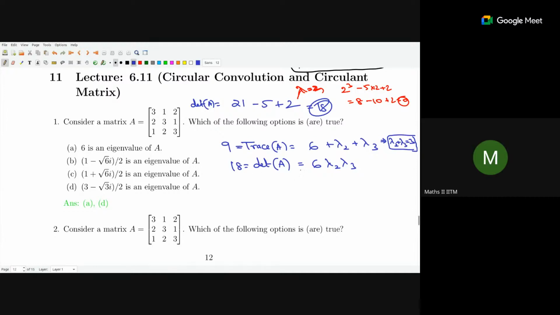If det A is 18, that should be equated to 6 times lambda 2 times lambda 3. From here, lambda 2 times lambda 3 will be 3. Lambda 2 plus lambda 3 is 3. So write lambda 2 as 3 minus lambda 3 and substitute here. You will get a quadratic equation. Solve it and you will get the other two eigenvalues also.